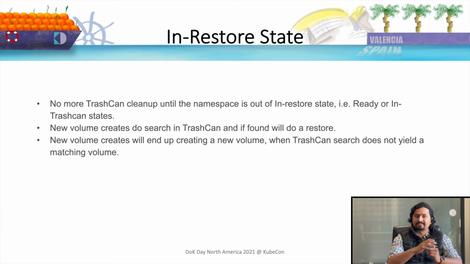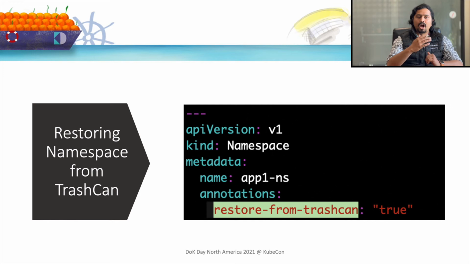Here is an example of how the restore from TrashCan annotation is applied to the namespace CRD, which puts the namespace in the in restore state. This namespace can be moved to ready state by later editing the namespace CRD and removing the restore from TrashCan annotation.